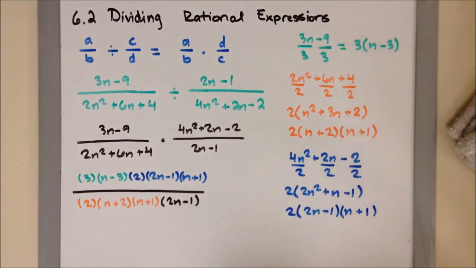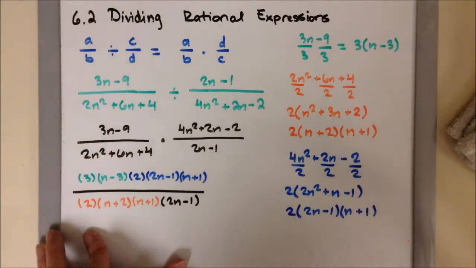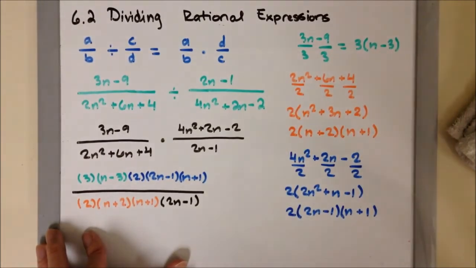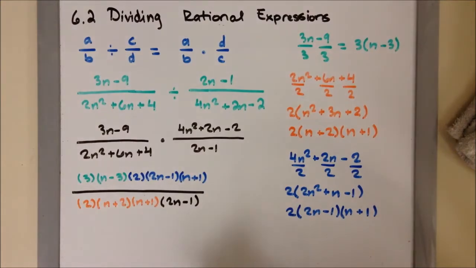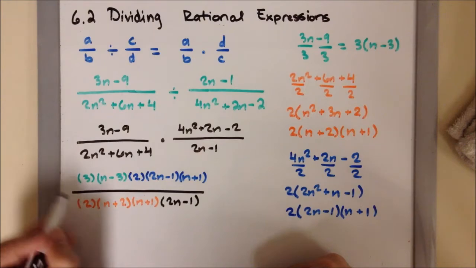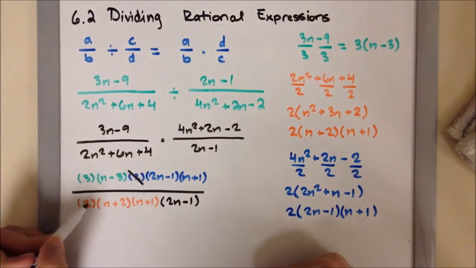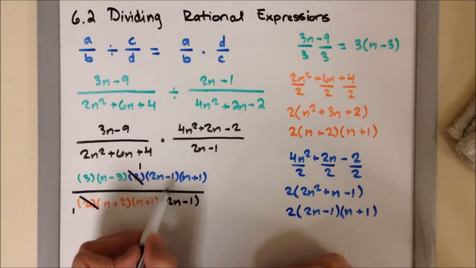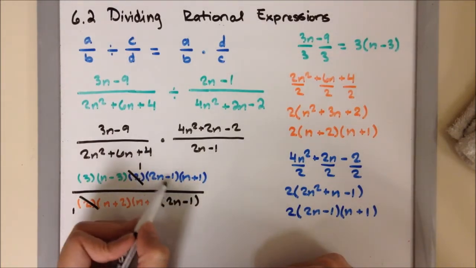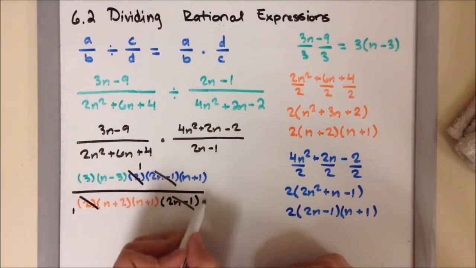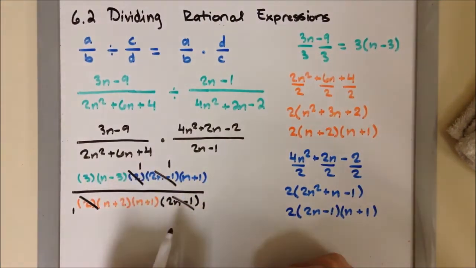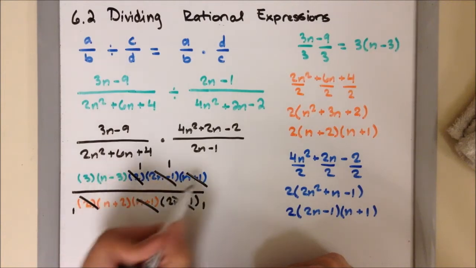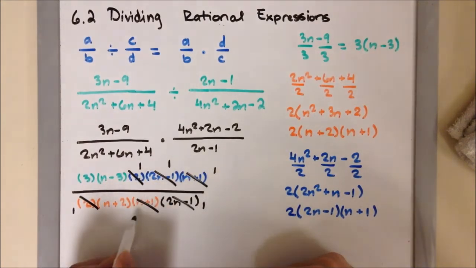Now, take a look at the common factors that we have here. Any common factors you have will become 1, or divide into 1. So let's take a look at our numbers: 2 and 2 will both become 1. 2n minus 1 and 2n minus 1, 1 on the top, 1 on the bottom, they both become 1. And then n plus 1, n plus 1, 1 from the top, 1 from the bottom, both of them become 1.